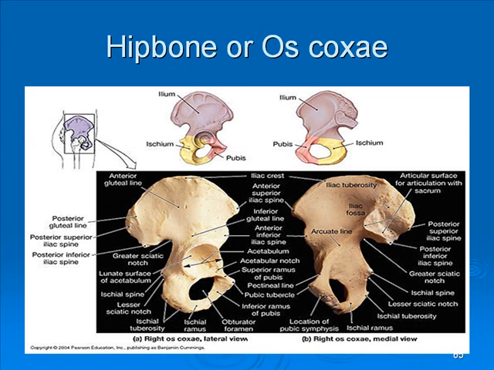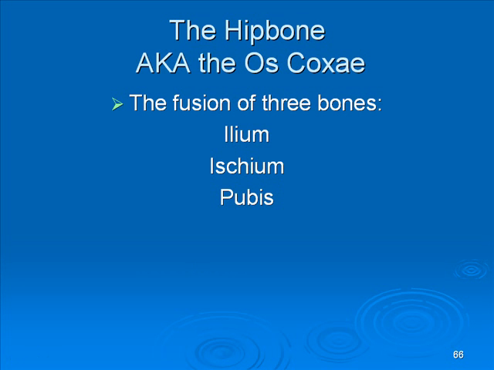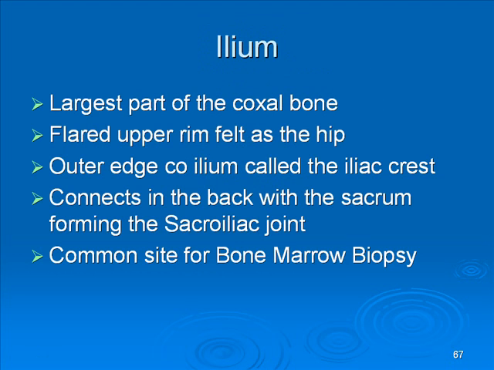So again, I want you to be able to identify the iliac crest located on the ilium, obviously, and then the posterior superior iliac spine, the posterior inferior iliac spine, the obturator foramen, and the acetabulum. Again, three bones: ilium, ischium, pubis. Ilium, largest part of the coxal bone, flared upper rim of the hip, outer edge, connects the back with the sacrum, forming the sacroiliac joint.